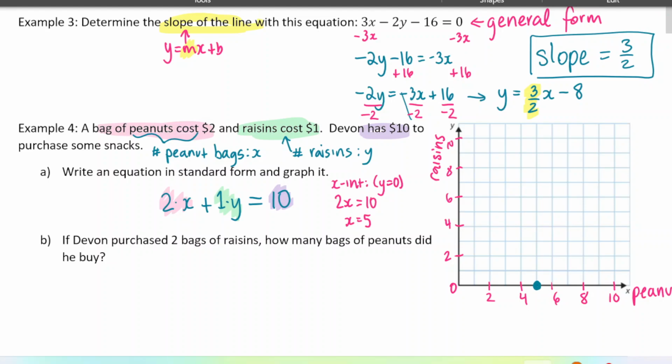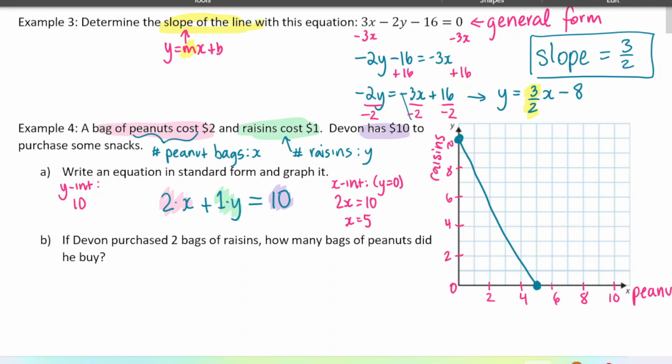And the y-intercept, I don't have much room on that side, so I'll do it over here. It's essentially saying, what if we only bought raisins? Well, we can just do this logically. If I only bought raisins, they cost $1 each, and I have $10 to spend, it's going to be 10 bags of raisins. I'm going to put 10 bags of raisins there. And then I'm just going to draw my line. There we go. Okay.